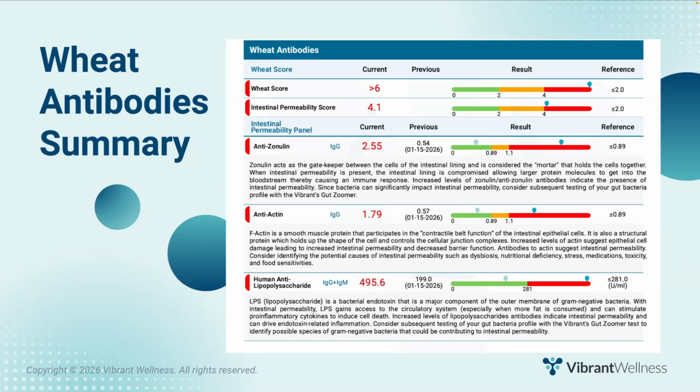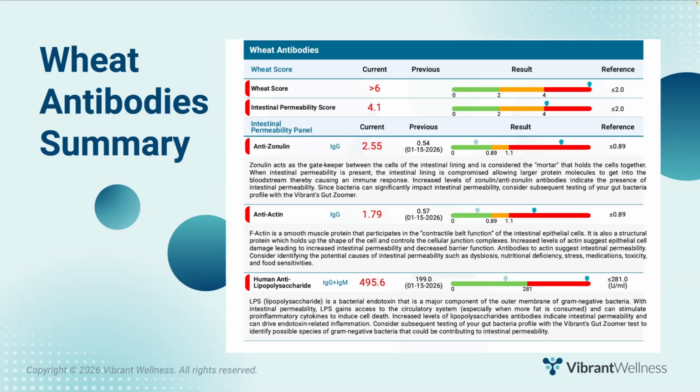F-actin is a smooth muscle protein that participates in the contractile belt function of the intestinal epithelial cells. It is also a structural protein which holds the shape of the cell and controls the cellular junction complexes. Increased levels of actin suggest epithelial cell damage, leading to increased intestinal permeability and decreased barrier function.